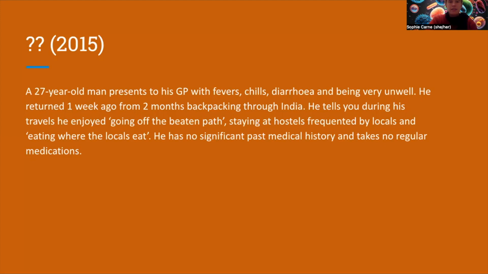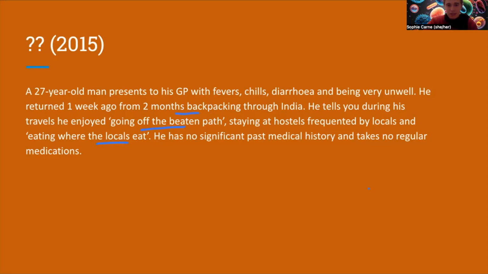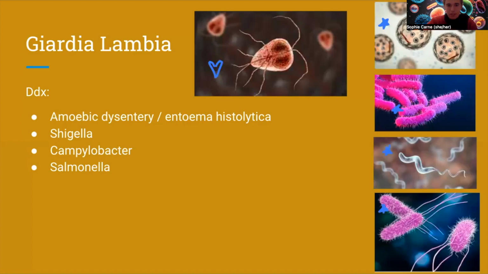A question from the 2015 exam. Going off the beaten path, eating where the locals eat. This man, okay, this is pretty undifferentiated and there are actually a few options for what this man could have, but if we had put the options up, you would maybe know that this would be Giardia. But valid differentials, which hopefully won't be on the multiple choice, include Entamoeba histolytica, Shigella, Campylobacter, and Salmonella, all sort of present with this sort of picture, but probably most likely is Giardia.